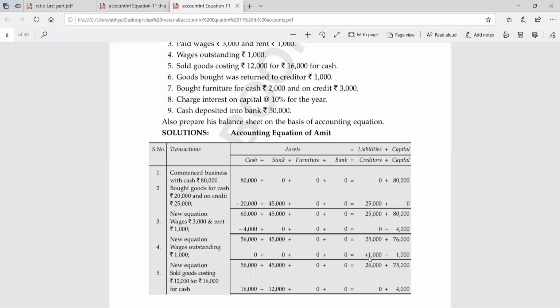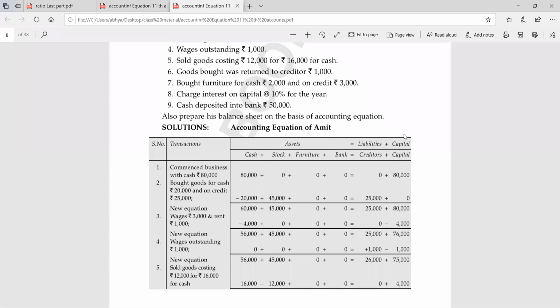56,000 cash, stock 45,000, furniture 0, bank balance 0, liabilities 25,000, creditors 25,000, outstanding expenses 1,000, and capital 75,000. Now you can find out the equation both sides. Again, the total of both sides is the same.